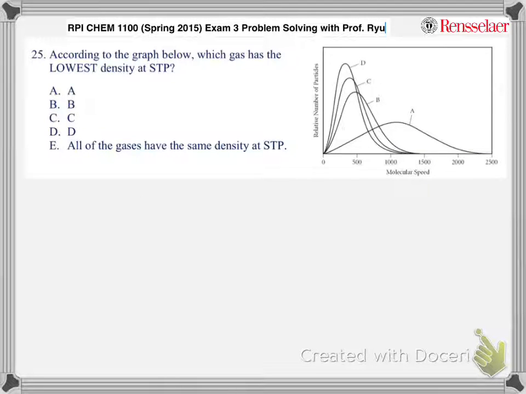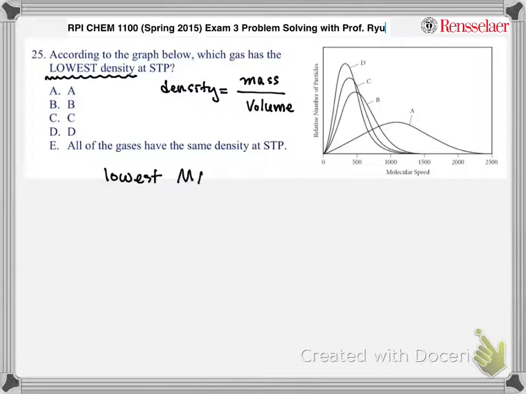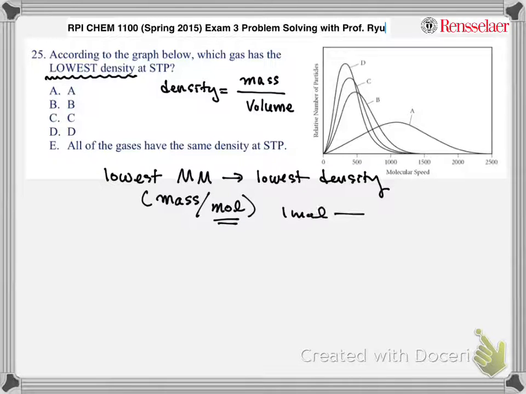Okay, so this is the last question, and the question is, which one has the lowest density at standard temperature and pressure? So density, once again, density is mass per volume, right? So for a given 1 mole, the one with the lowest molar mass will have the lowest density. Because molar mass is essentially mass per 1 mole, so if you think about giving that 1 mole here, 1 mole will have the same volume.